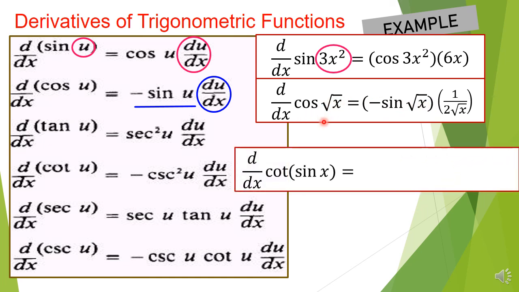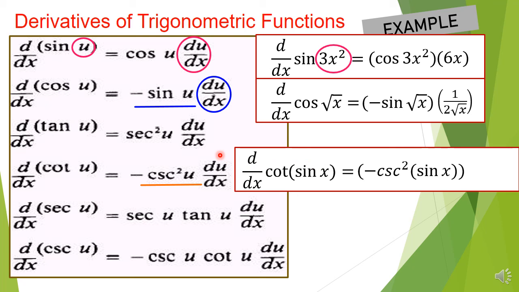Okay? What about cotangent of sine x? Yan. So, ito yung formula natin for that. So, we follow this pattern. Yan. So, a matter of following your formula. That becomes negative cosecant squared of sine x. This is not a product. Take note, this is not a product. That's cotangent of sine x. So, you have negative cosecant squared of sine x.